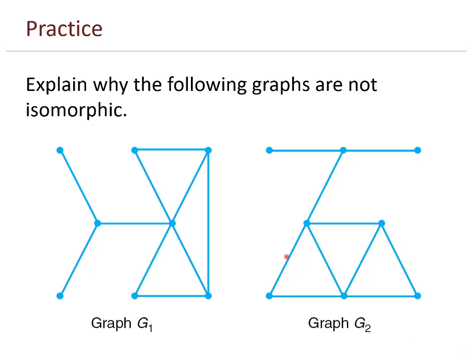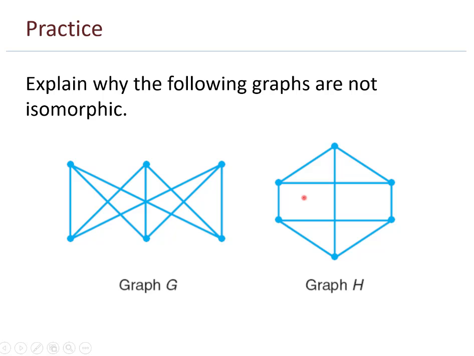Alright, so they have the same number of vertices and the same cycles, I think cycles of length 3, but one thing that's different is that this guy has degree 5, and I don't think anything else on the right has degree 5. Alright, try this one.